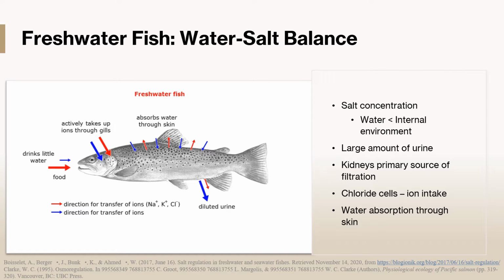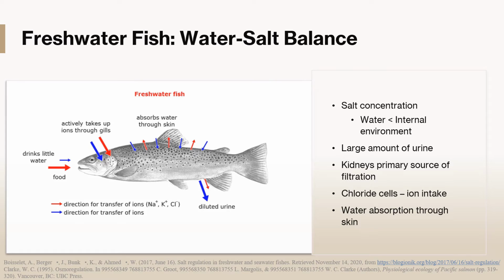Animals that inhabit freshwater habitats have an external environment that is less concentrated than their bodily fluids. Moreover, water is consistently present in excess, which leads to water retention and the production of large quantities of dilute urine. The process of producing dilute urine allows for ion retention and the release of unneeded water. The kidneys are the primary organs involved in water filtration. In addition, freshwater fish also possess chloride cells. These cells are located in the gills and function to obtain ions from the water and transport the ions into the bloodstream. Water is also absorbed through the skin through passive diffusion in accordance with the concentration gradient.